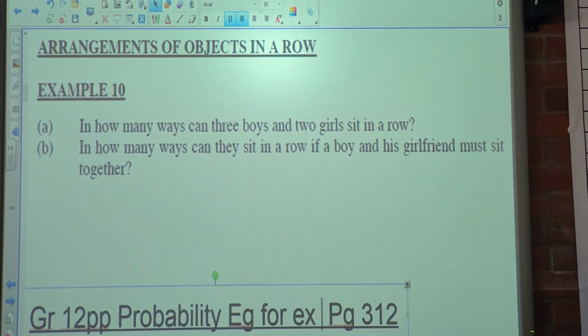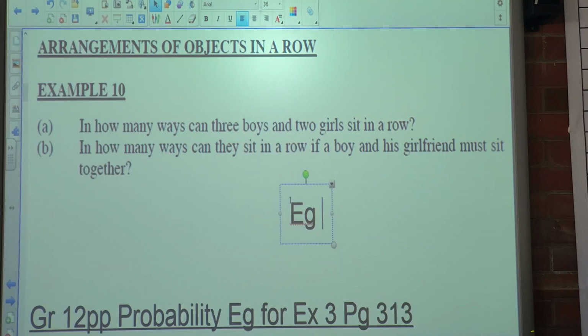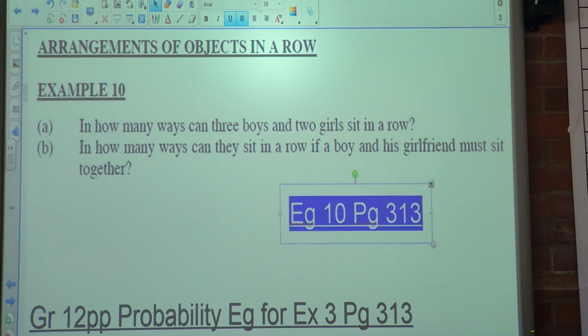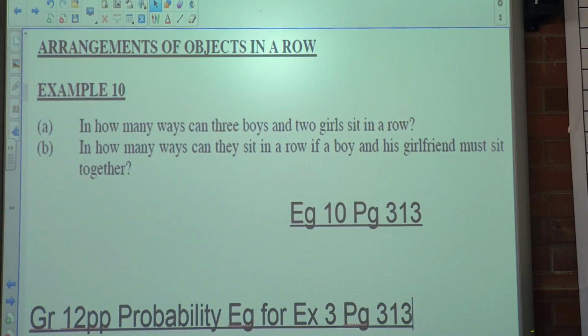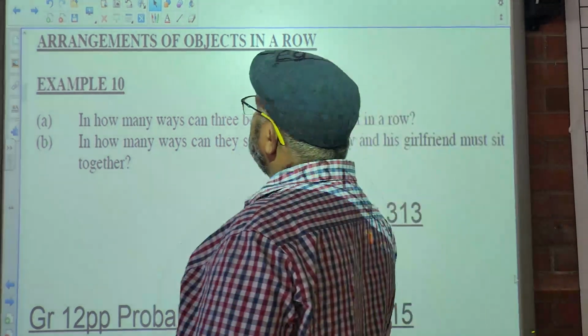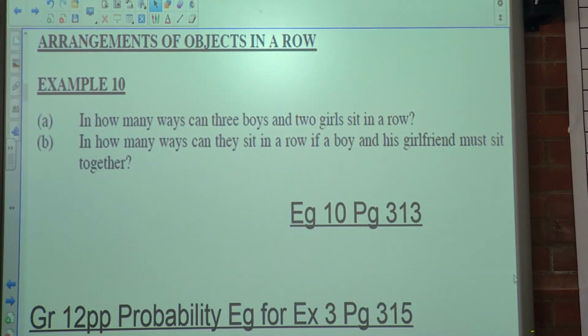This is, for example, exercise 3 on page 315. However, this example we're looking at, which is example 10, is on page 313, the same page as the exercise 315, okay? Alright. So arrangements of objects in a row.